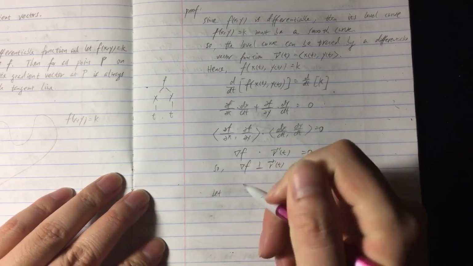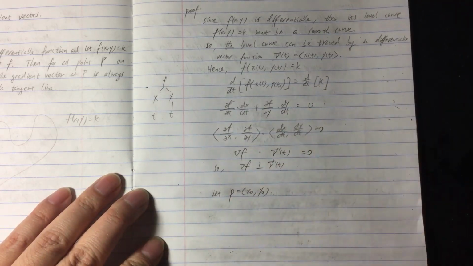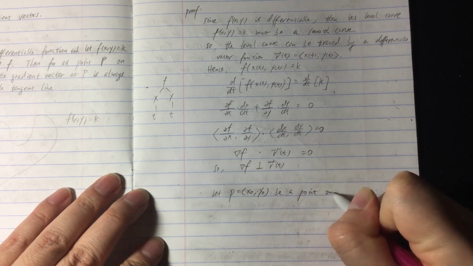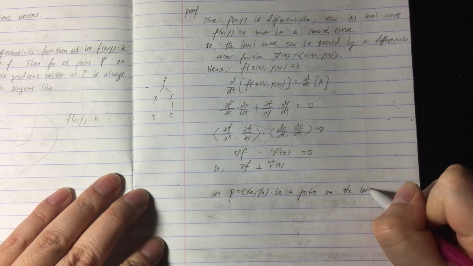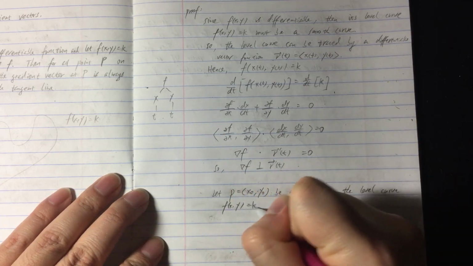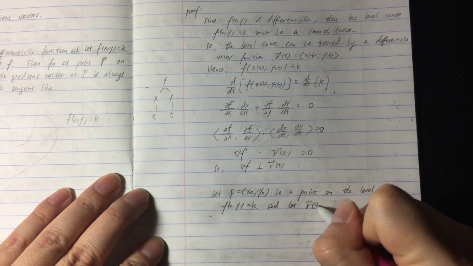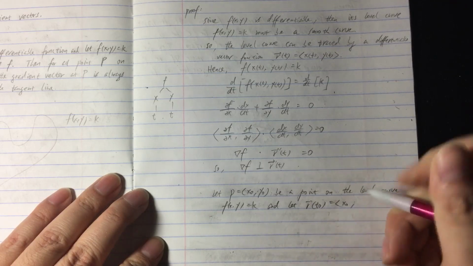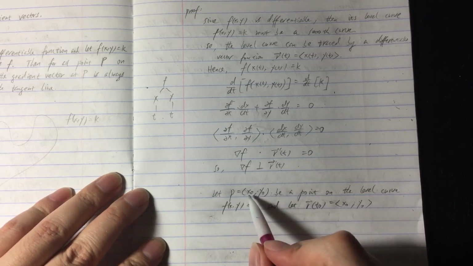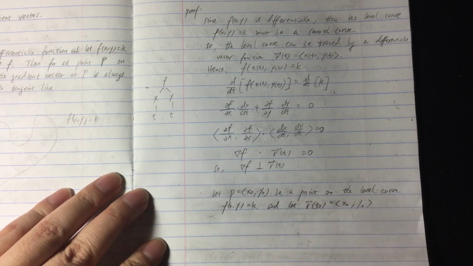Next, let P be a point on the level curve f of x, y equal to k. Assume the coordinates are x0, y0. And let r of t0 equal x0, y0. That means at point P, the x and y coordinates are x0, y0, and for the vector function at point P, t must be t0.